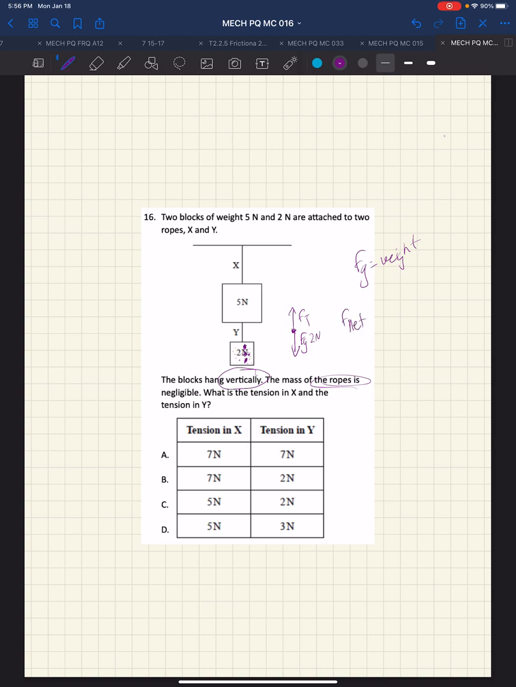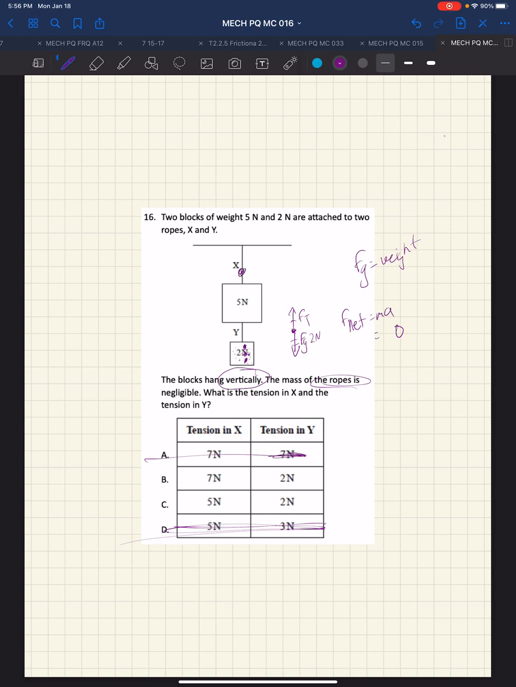Newton's second law says F net equals ma. Acceleration is 0, so the forces must be balanced. And at that point, it's holding up a weight of 2 newtons. So Y has to be 2 newtons. That takes this one out of play, and it takes this one out of play. We're down to 50-50 just by realizing that.